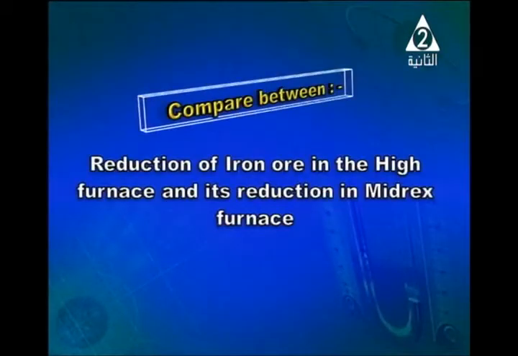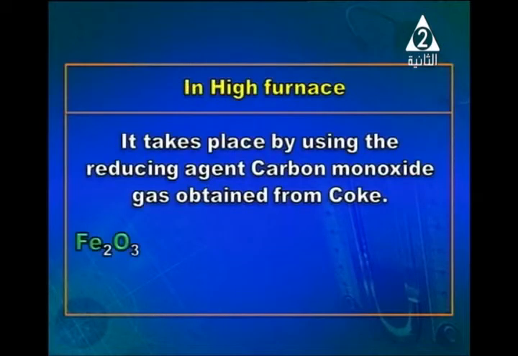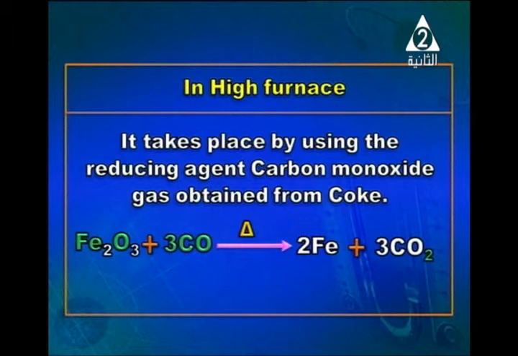Compare between the reduction of iron ore in the blast furnace and its reduction in the Midrex furnace. In the blast furnace, it takes place by using the reducing agent carbon monoxide gas, which is obtained from the coke. Hematite Fe2O3 reacts with 3CO to give 2Fe with 3CO2 gas.